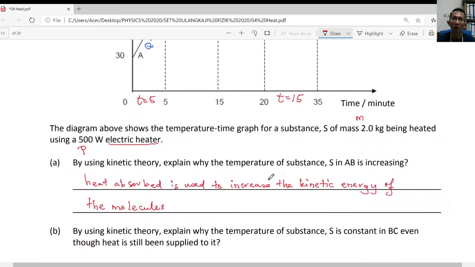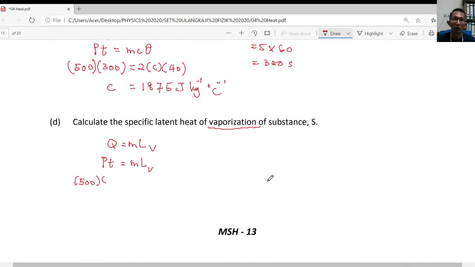Okay, so we go down. So the time is 15 minutes, but we don't work in minute, we work in second. So we multiply it by 60. So this will give you 900 seconds. Okay, so we substitute t equal 900 into our equation here. Here is 900, okay, equals m. Okay, our mass just now is 2 kilogram.